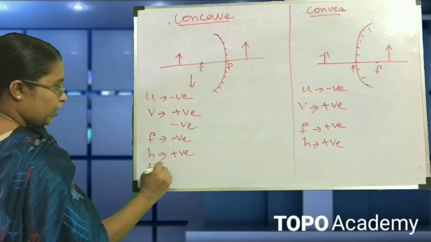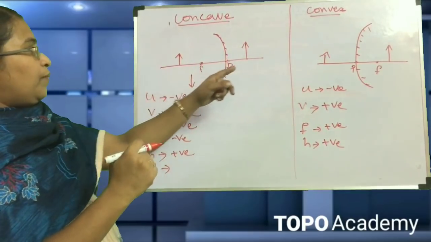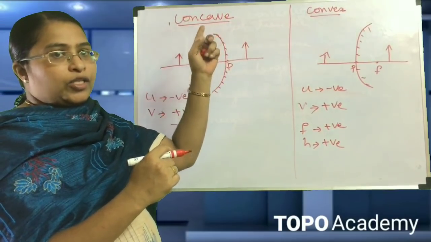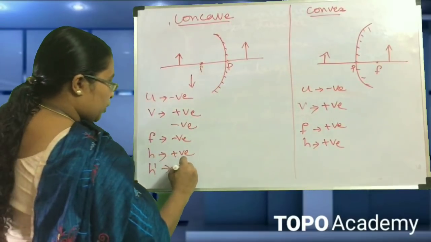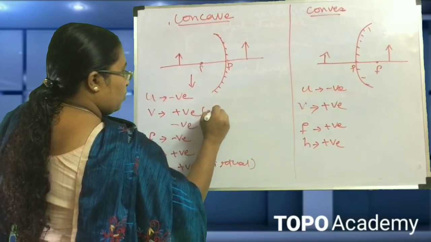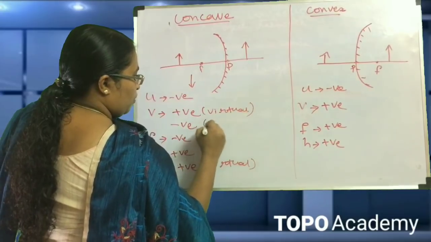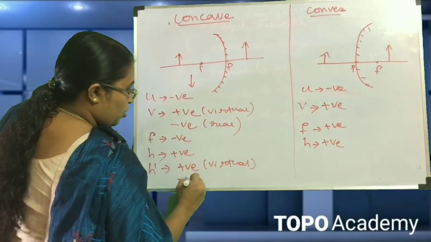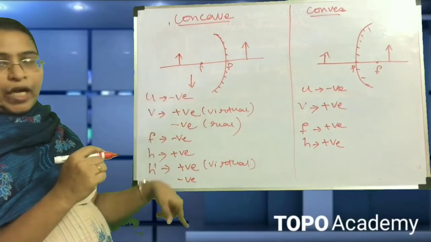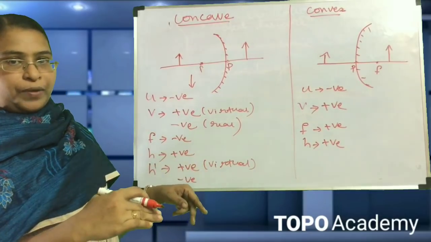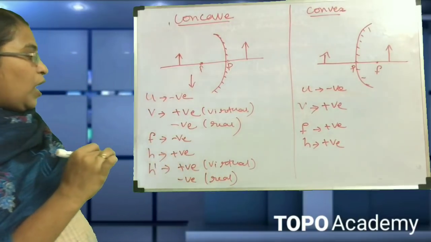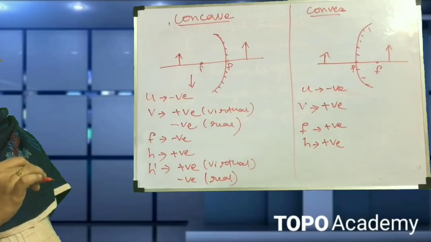Next is the height of the image. We know that only in the case of a virtual image do we get an image in the upward direction in case of concave mirror. So only in that case do we get H dash as positive, for a virtual image. In case of a real image, we get an image in the downward direction to the principal axis, so it is taken as negative. So for real images, H dash is negative, and for virtual images, H dash is positive.